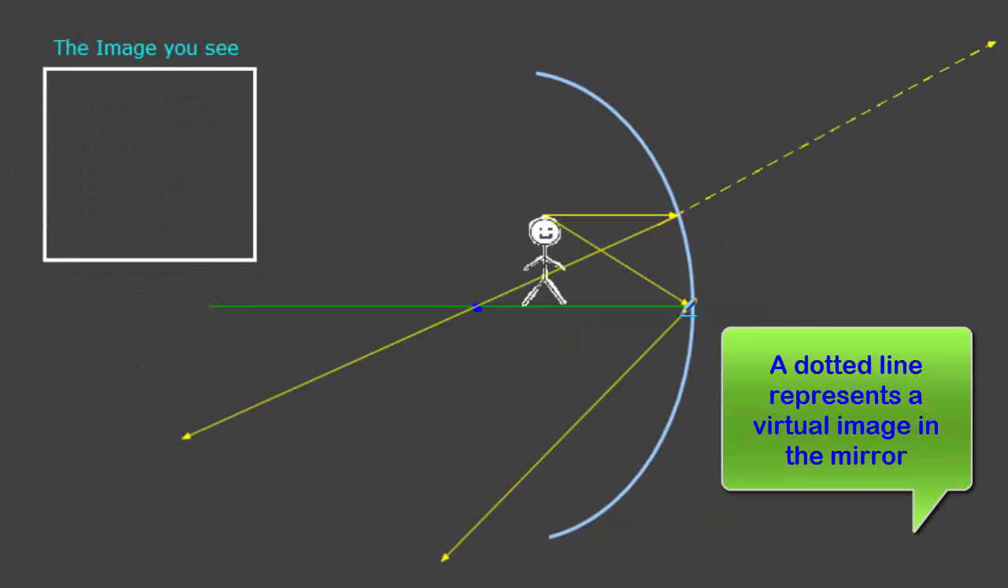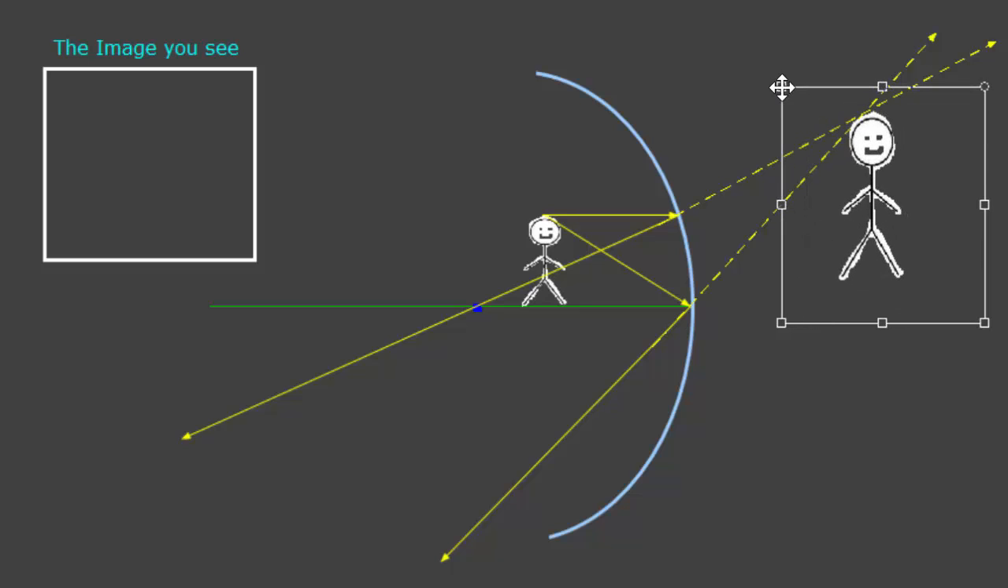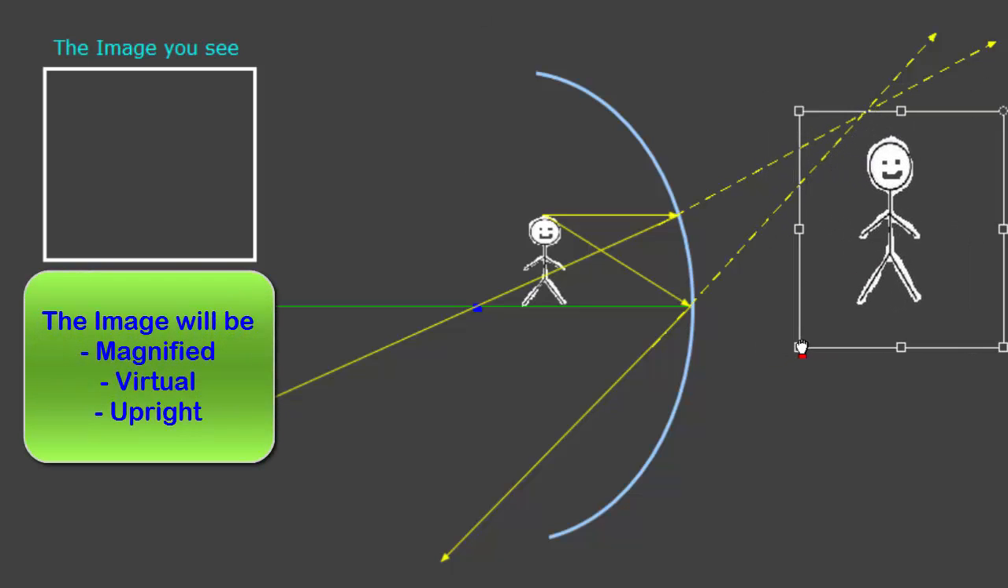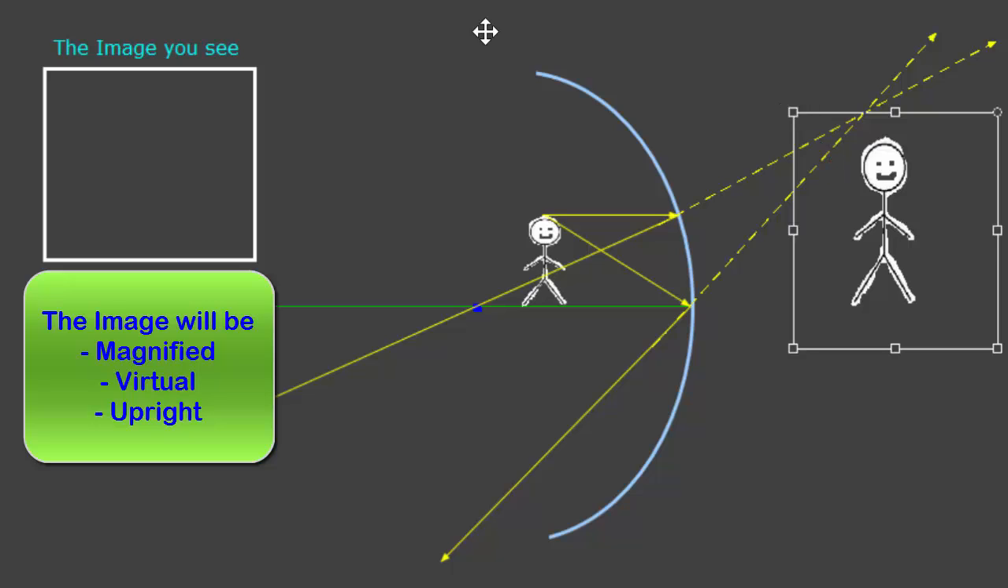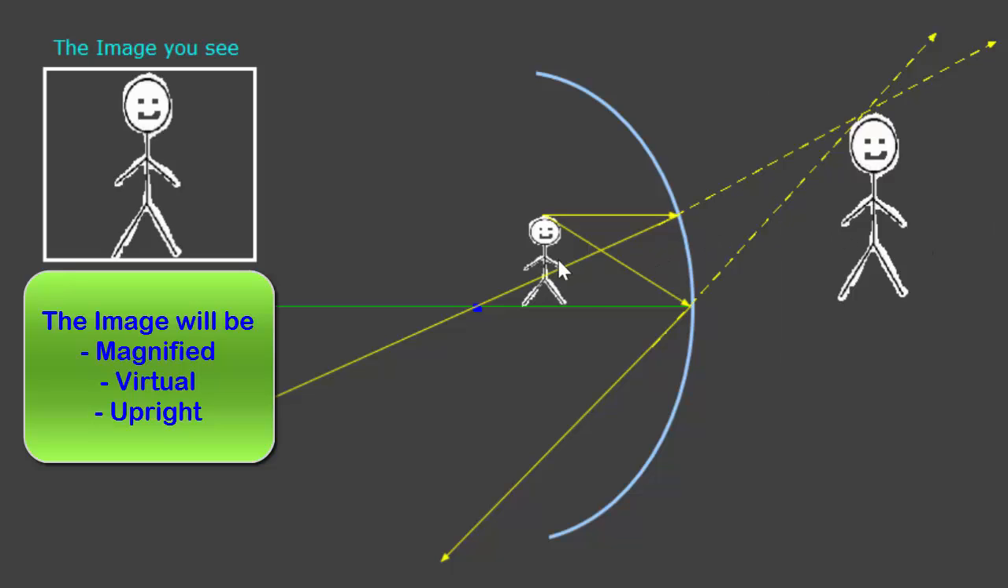And we'll just connect this last one up. The same line, along the same path. Okay, and we have an intercepting point here. So if we copy our person, we place him over here. Our person is now going to be enlarged. It's going to be virtual because we're going to be looking at it through the mirror, and he's going to be upright, so he's no longer flipped.